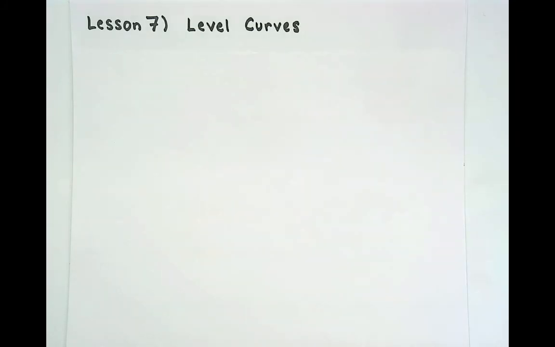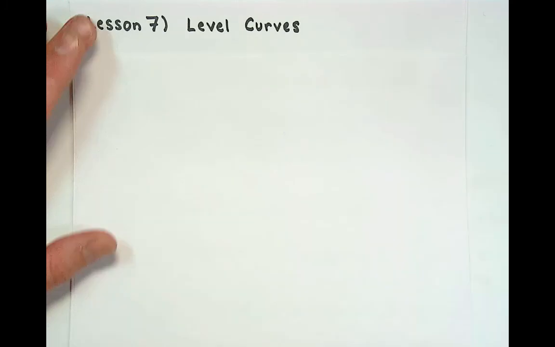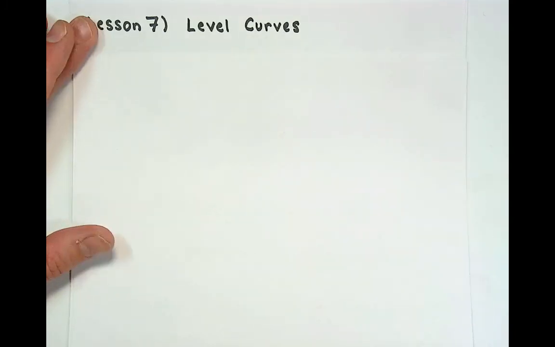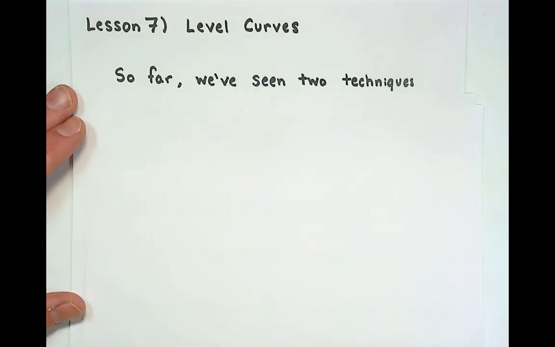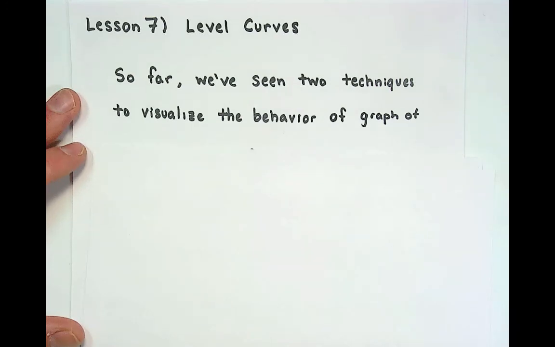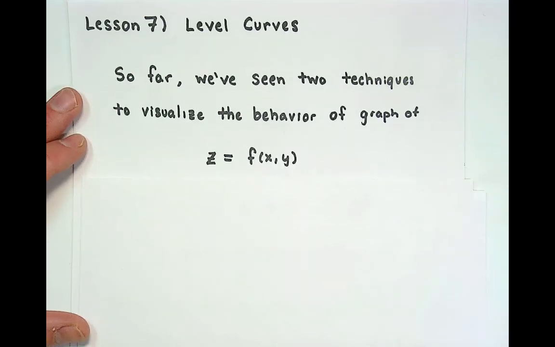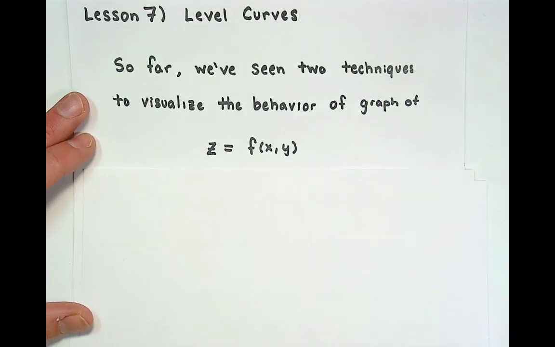Welcome back. In this video, we continue our discussion of visualizing surfaces using alternative plots by talking about level curves. Let's recall the previous videos from lesson 7. So far, we saw two techniques to visualize the behavior of the graph of a two-variable function, z equals f of x, y.